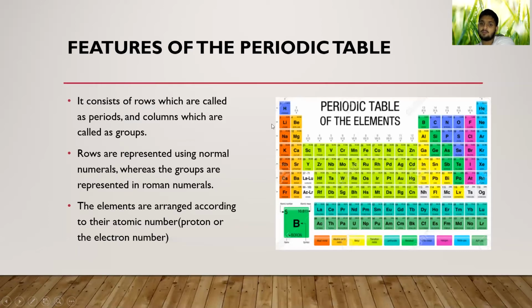Okay, so something like that. So this is all depending on the atomic number. Okay, they are arranged according to their atomic number. So basically, from the left to the right, the atomic number increases. From top to bottom also, the atomic number increases. So atomic number, to recall what atomic number is, it is basically the proton number or the electron number of an element.